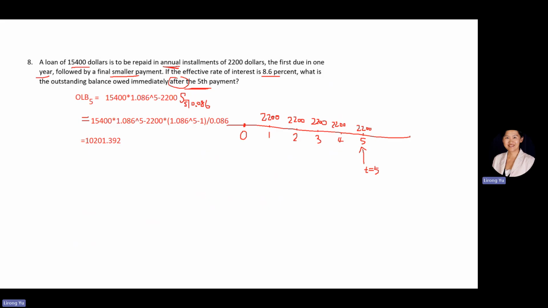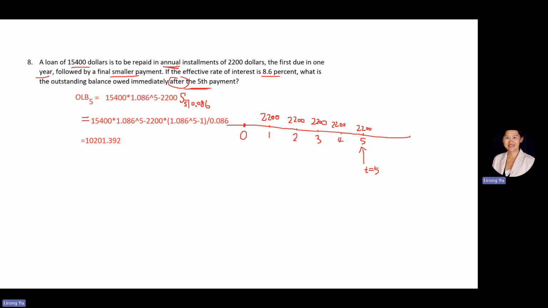So it depends on whether the past is more clear or the future is more clear. In this question, the past is more clear. The future we don't know. We know the quantity of each payment, but we do not know how many payments, right? You're paying it off with annual payments of $2,200, and we do not know how many payments we need to make. So at time 5, how many more payments are we supposed to make in the future? We have no calculation yet. So it's easier to do the retrospective method.